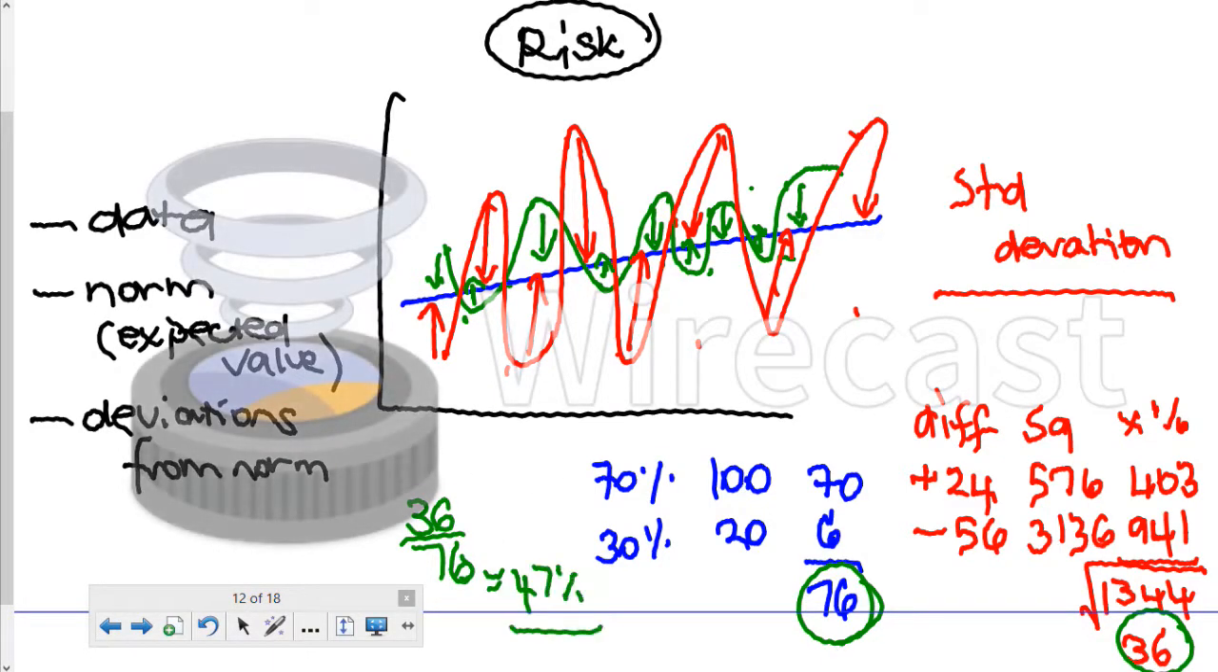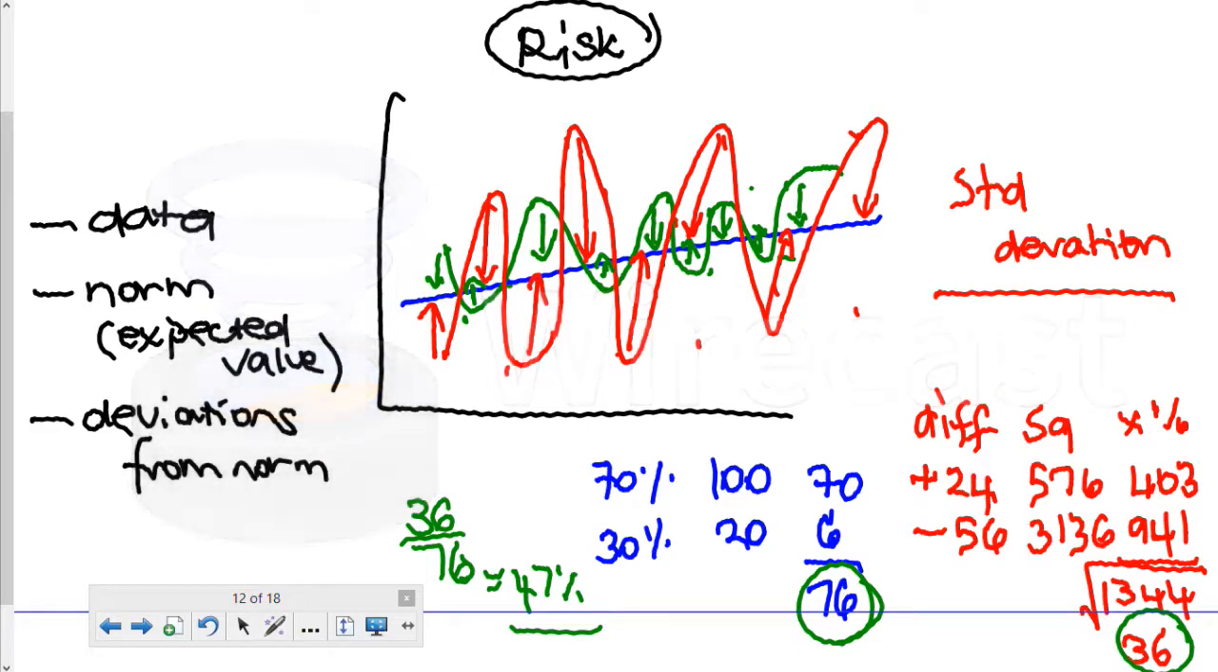So this is an investment with a risk of 47%. And that's risk analysis, isn't it? When you studied it, you studied how to do standard deviations on your calculator and coefficients. I don't want you to do that.